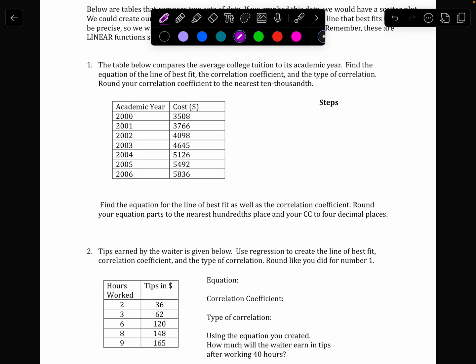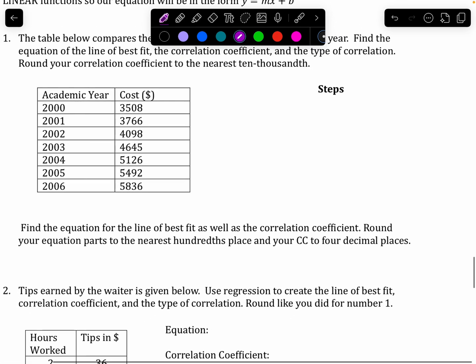Number 1, the table below compares the average college tuition to its academic year. Find the equation of the line of best fit, the correlation coefficient, and the type of correlation. Round your correlation coefficient to the nearest ten-thousandth. So here are the steps to do this. I'm going to write them down first, and then I'm going to pull up my calculator.